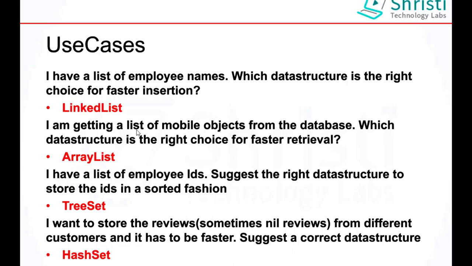Next, I want to store the reviews. Sometimes there may be nil reviews from different customers and it has to be faster. Suggest a correct data structure. When you say reviews from customers, they are unique. So you need to go in for an implementation of set. Because it has to be faster, we need to choose HashSet. Obviously, it is going to be an unordered collection.